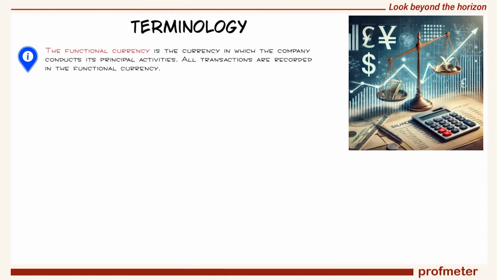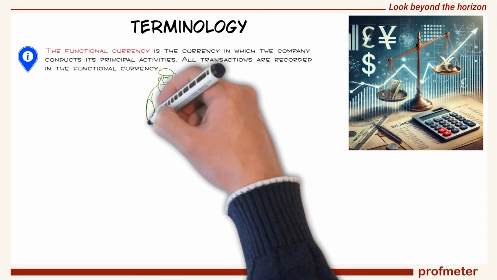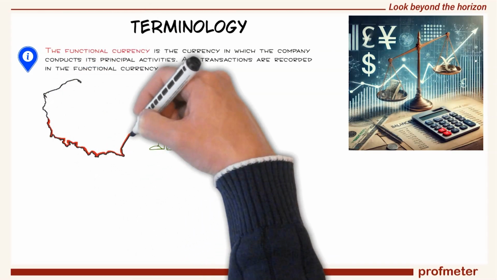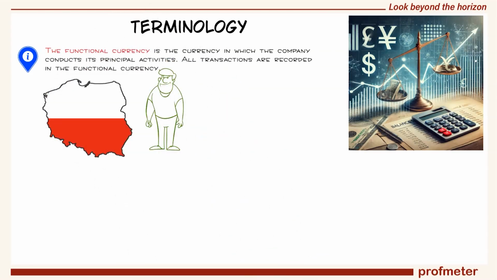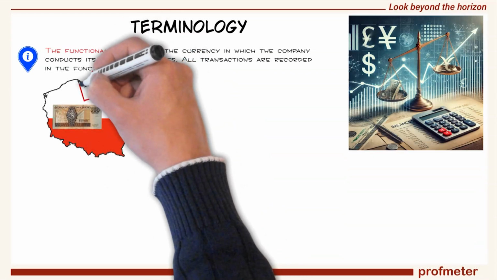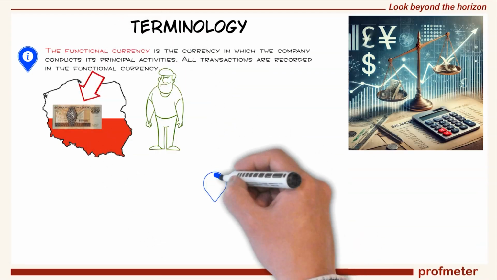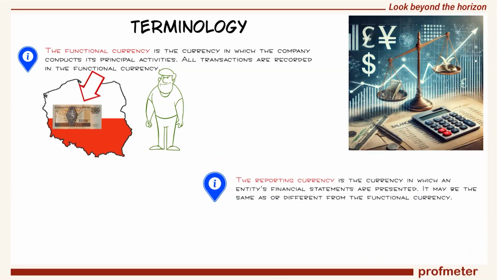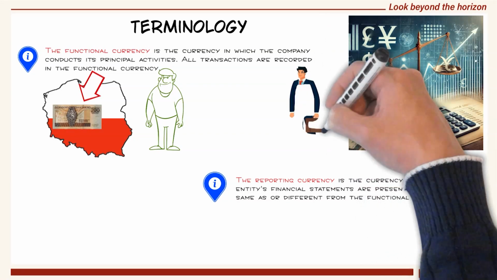All transactions are recorded in the functional currency. Let's consider a Polish entrepreneur as an example. He conducts his business in Poland and conducts almost all transactions in zlotys. For him, the zloty is the functional currency. Reporting currency is the currency used for a company's financial statements. It may be the same as the functional currency or different from it.